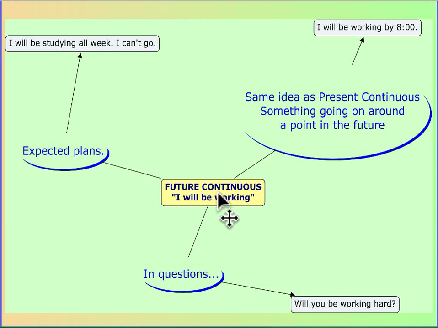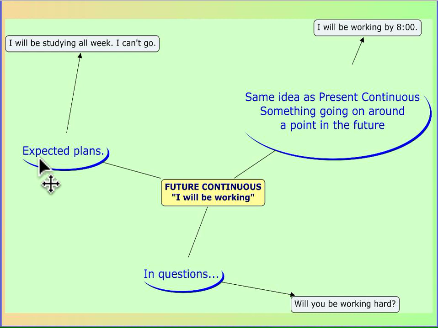Obviously, it is continuous, so we apply the same rules as present continuous, past continuous. So the same idea as present continuous or past continuous. It is something going on around a point in the future. Okay, around 8 o'clock, I will be working. It's like a picture that you take of the future, and you describe that picture in the future.